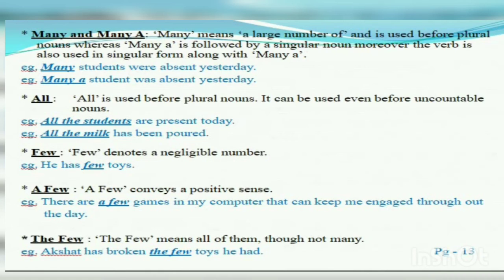Next, all. All is used before plural nouns. It can be used even before uncountable nouns. For example, all the students are present today. All the milk has been poured. Next is few. Few denotes a negligible number. For example, he has few toys.